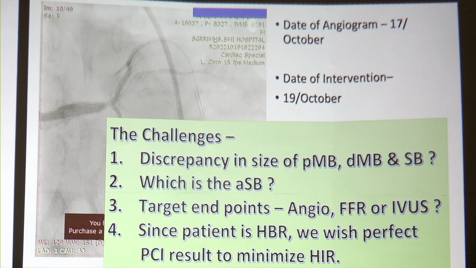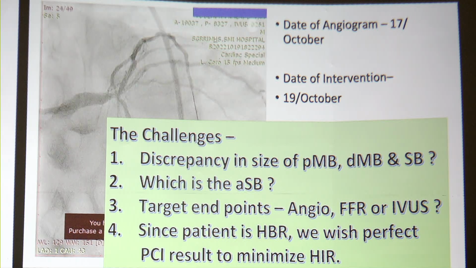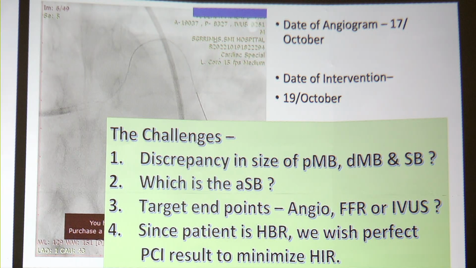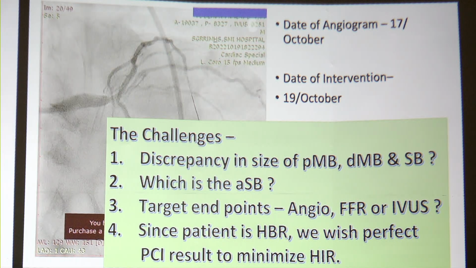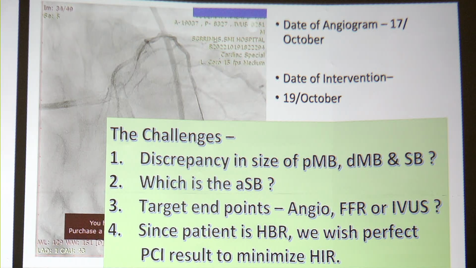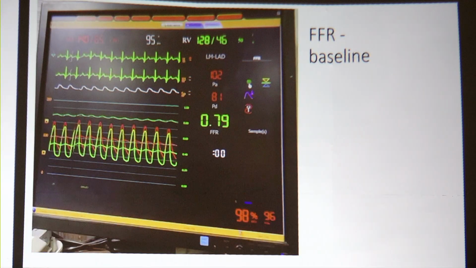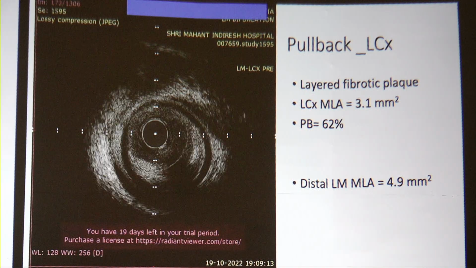The discrepancy between the sizing of the vessels: which vessel should I assume to be the side branch? What would be my target endpoint? Would it just be an angio? Would it just be FFR, or would it be more than that? And since the patient is HBR, we just want a perfect result. So we started with a baseline FFR of 0.79 towards LAD, 0.77 towards LCX.